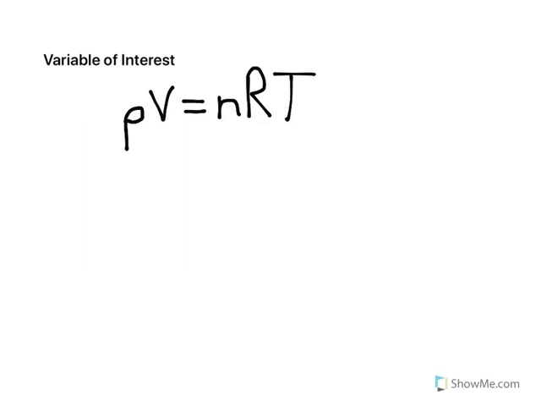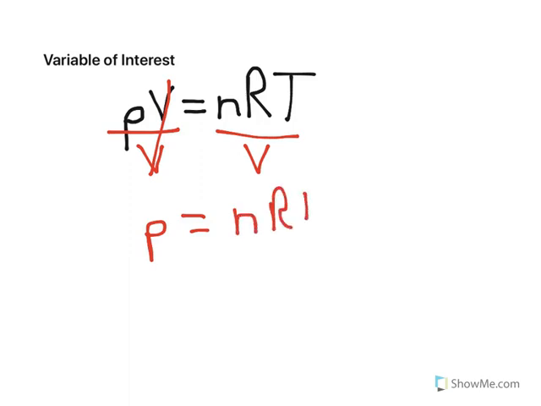So if we wanted to solve for P, pressure, we need to get pressure by itself. So we need to get that P by itself on the left side, and the only thing with it is the V. So if we divide both sides by V, by volume, V divided by V is 1, so that just kind of goes away, and you're left with P is equal to nRT over V. And that's how you solve for that particular variable of interest.